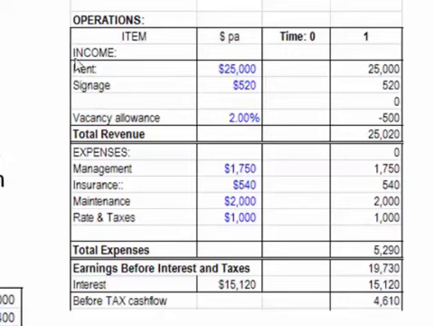And so we're going to have our income items. The first income item is the rent. That's the most important one. So we're going to say there's $25,000 per year coming in. The next one is simply a secondary income item. Obviously, not a lot of houses get signage income. It's something that often happens with commercial buildings.